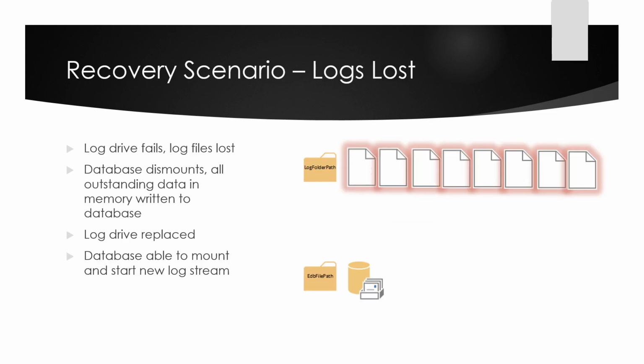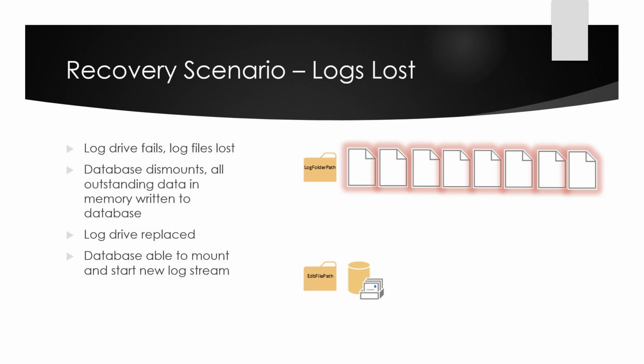Let's consider another recovery scenario where the log files themselves are lost. So let's say, for example, that the hard drive that the logs are located on suddenly crashes or fails, and access to those logs becomes unavailable. The Exchange server should detect that it's no longer able to write to its transaction log files, and it should dismount or shut down that database, flushing the information from memory to the database in that process. So it should still be able to do a clean shutdown of the database.